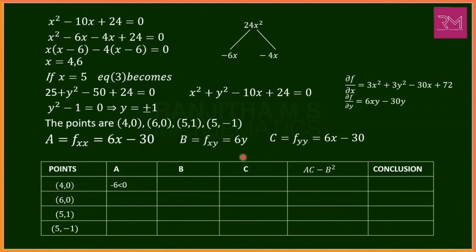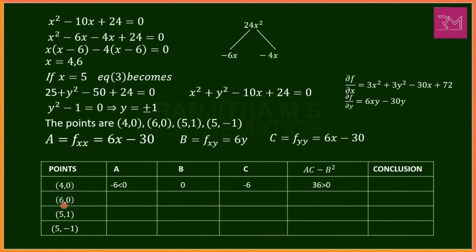Here B is 6y, substitute y as 0, we get the B value as 0. Similarly, C is 6x minus 30. We substitute x as 4, so 24 minus 30 is minus 6. Here minus 6 into minus 6 is plus 36, minus B square, which is 0. Hence we get plus 36, which is greater than 0.